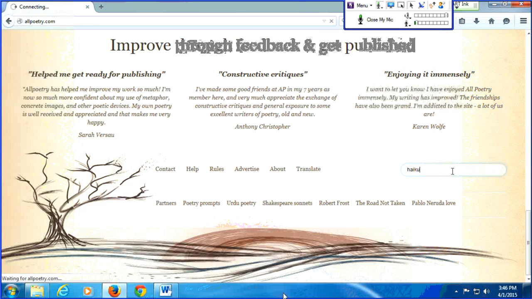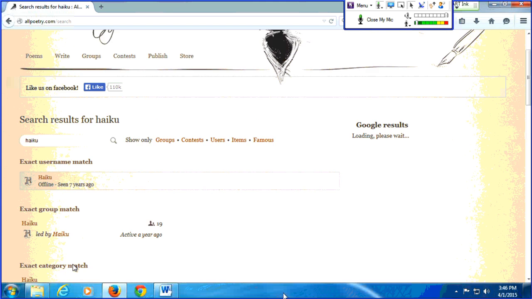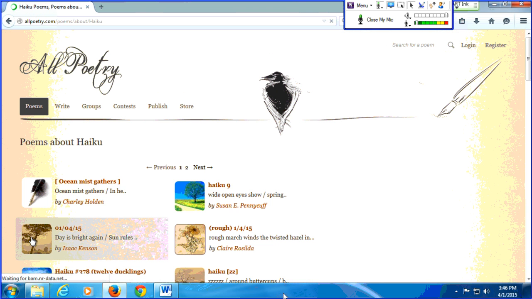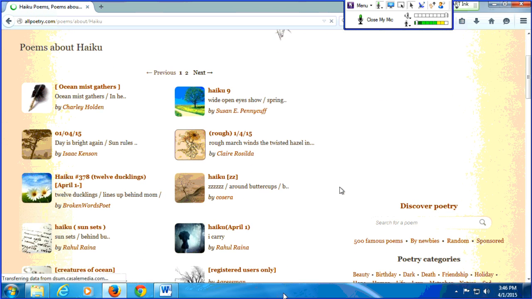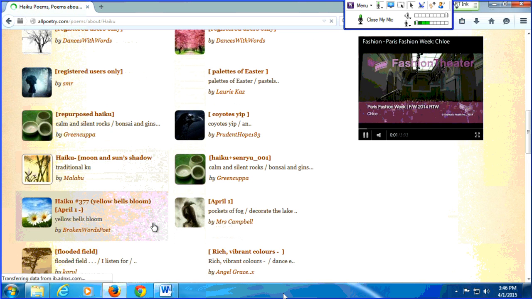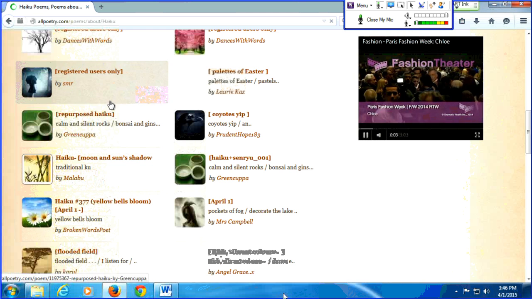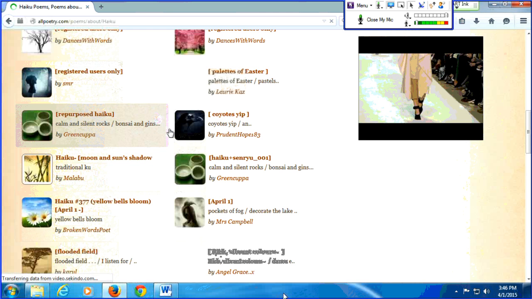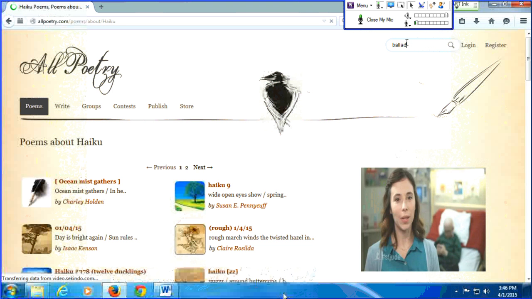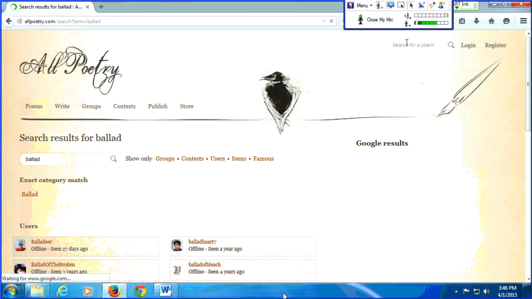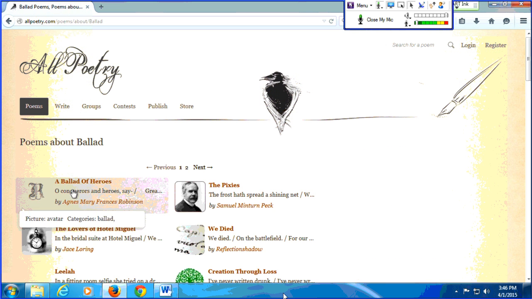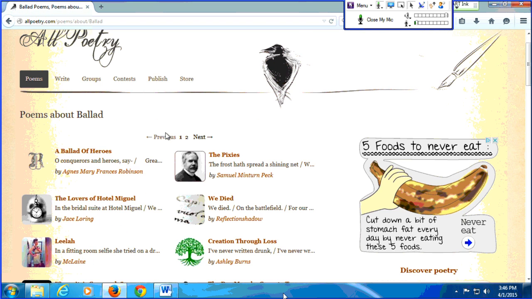Haiku, and you'll get a category for haiku, and it'll give you a list of different haikus that people have written. Just an example, just to get you going, these are poems that other people have written and published on this site. If you're looking for a ballad, which is one most students tend to struggle with, search the category for ballad, and it's going to have a whole bunch here.